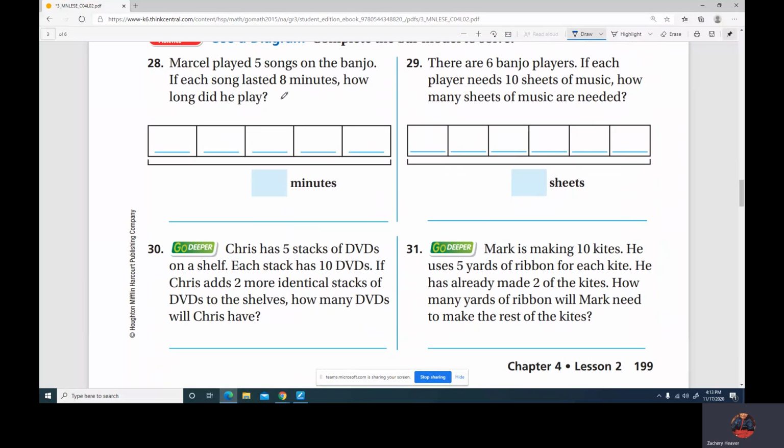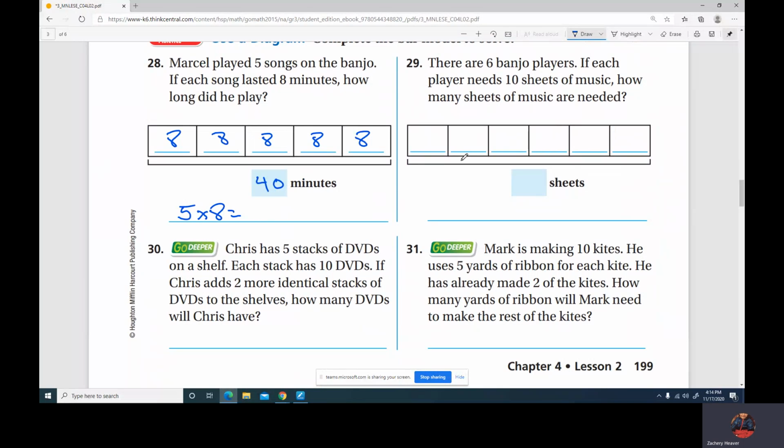Marcel played 5 songs on a banjo. Each song lasted 8 minutes. How long did he play? So we have 5 boxes for 5 songs, and they all lasted the same, 8 minutes. So we have our equation, 5 groups of 8. We skip count 5 8 times. You got 40 minutes.